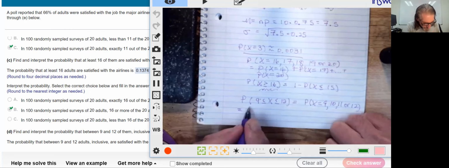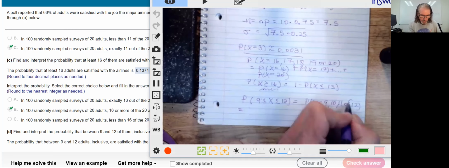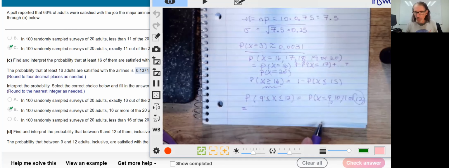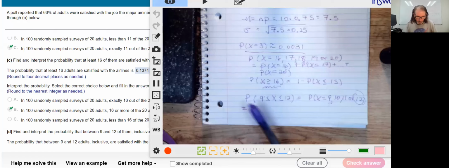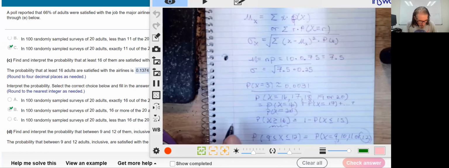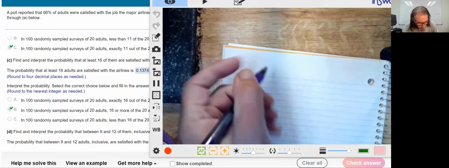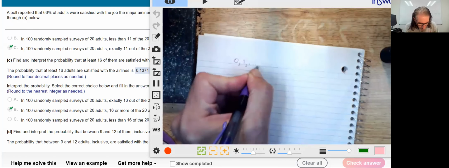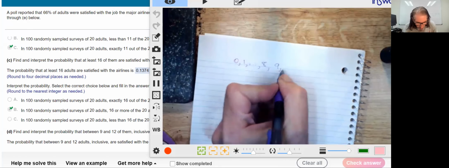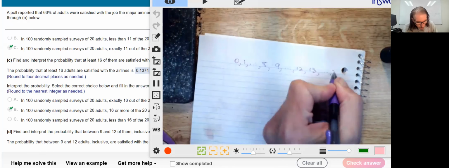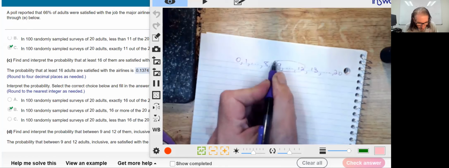If I do the binomial CDF up to 12 and subtract something to do with this, let's see, we want to include the 9, so I need to leave out from 0 to 8. Let me clarify why that is. So remember, we had 20 trials being performed. I don't want to write all of these, but we're being asked for the probability of 9 to 12 inclusive. We want what's in between here, including 9 and 12.